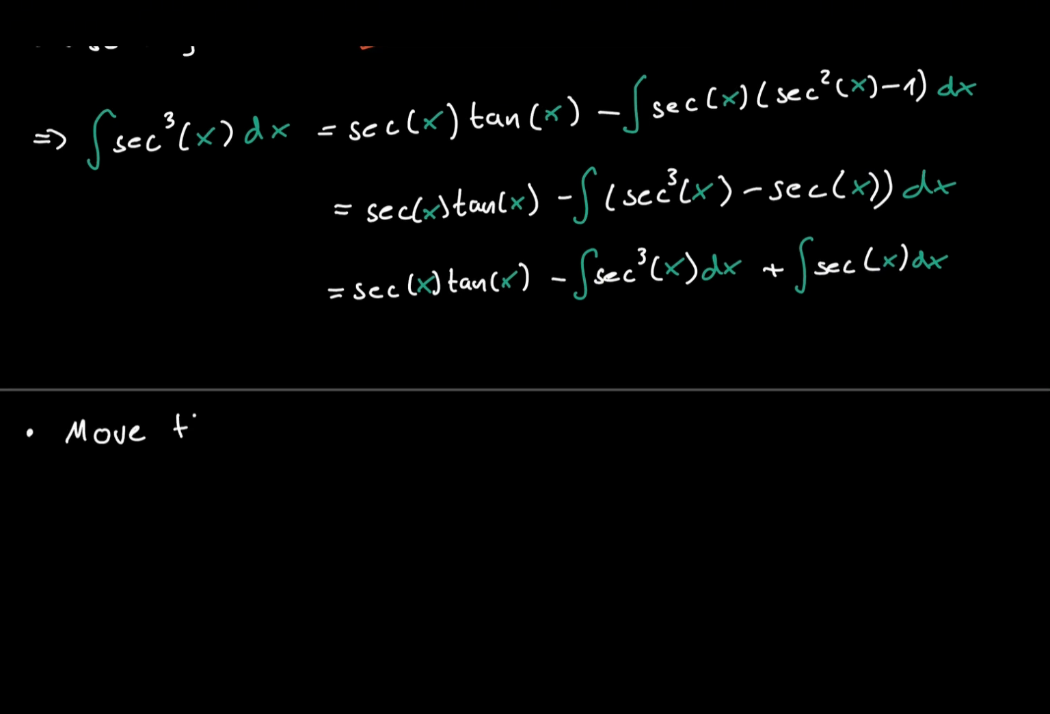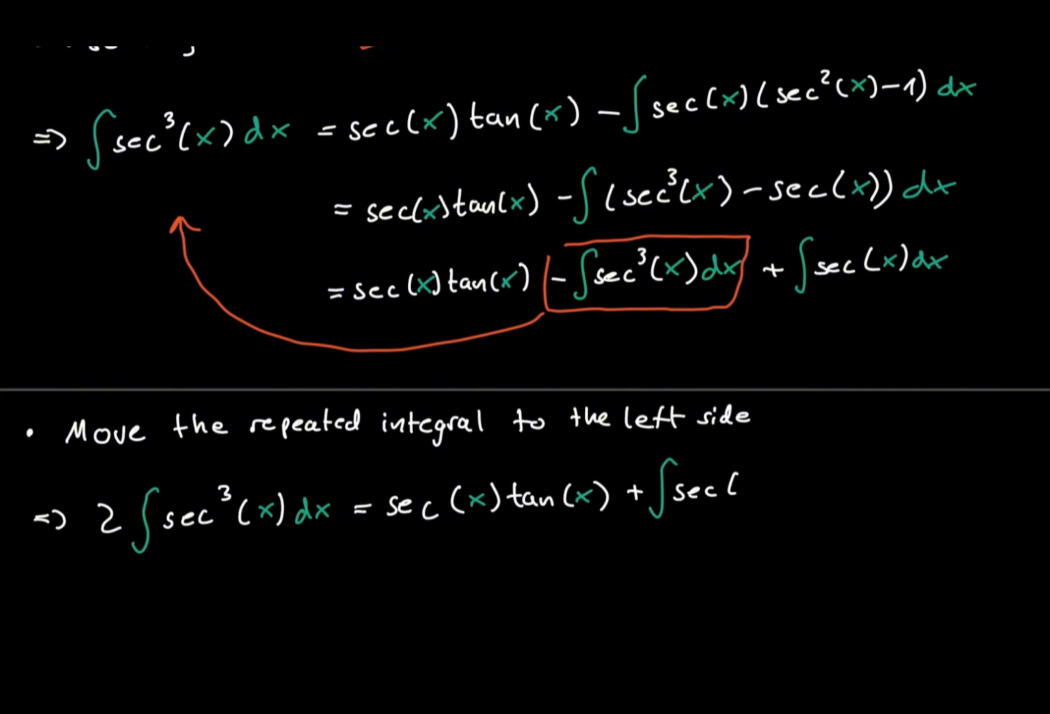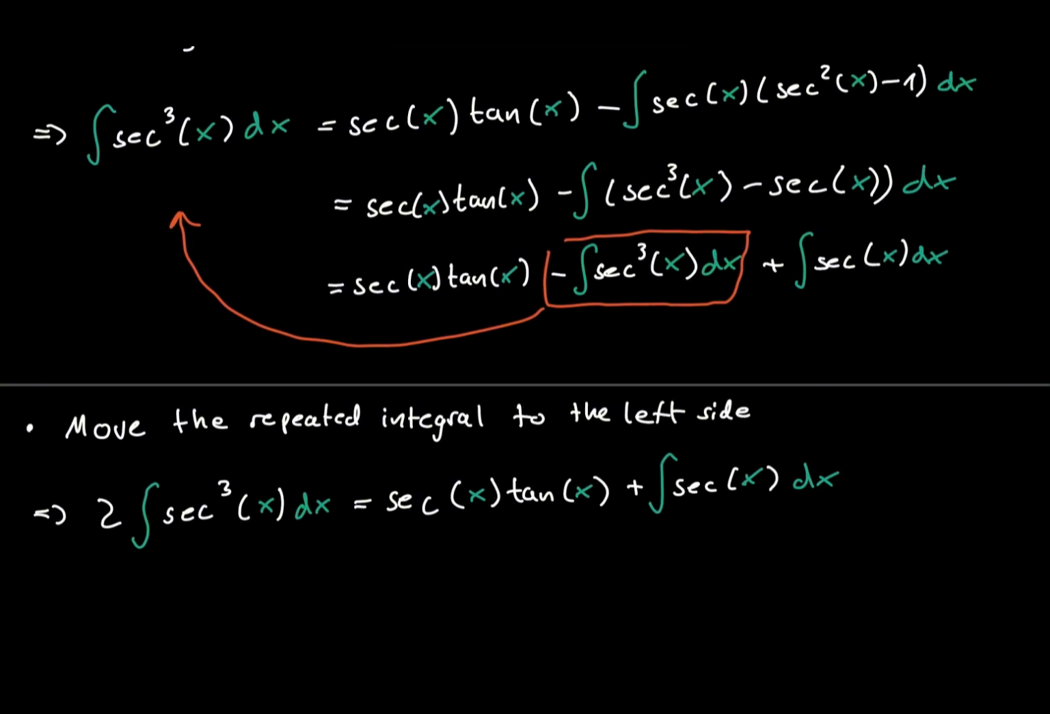Now notice something important. The original integral appears again. So we move that sec³ integral to the left-hand side. That gives 2 times the integral of sec³ x equals secant x tangent x plus the integral of secant x.